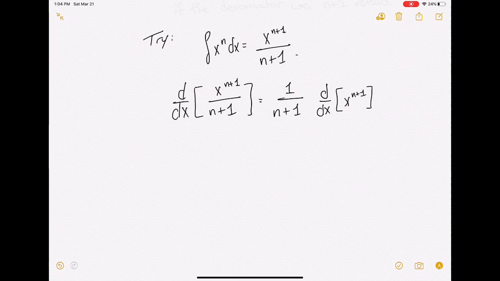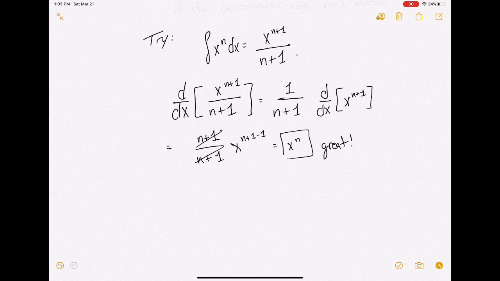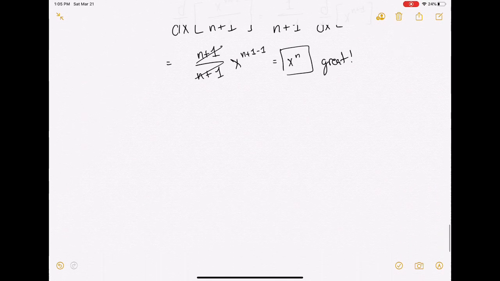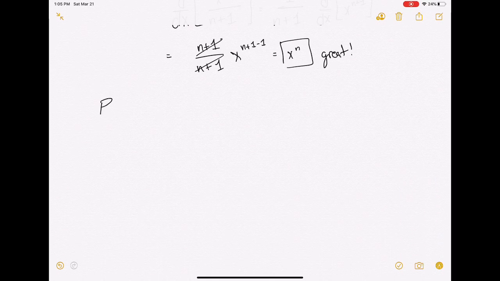And then when we take a derivative, we get n plus 1 divided by n plus 1, x to the n plus 1 minus 1. And lo and behold, those cancel and we get x to the n. So that's exactly what we wanted. And that tells us our power rule.